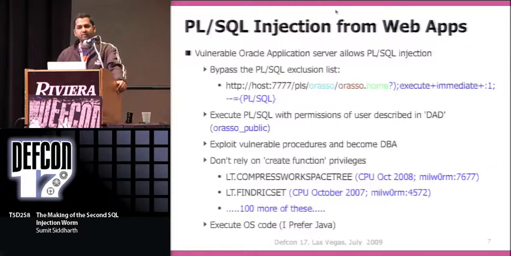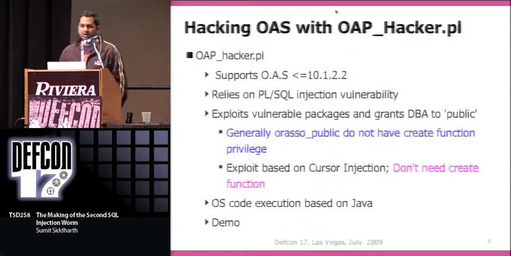Once you become DBA, then you can execute OS code. Again, in an earlier talk, someone touched on how you go about executing OS code. I will be showing a small example with Java. I wrote a simple Perl script called OAP hacker, which basically exploits this flaw. I'm going to show a quick demo of this.